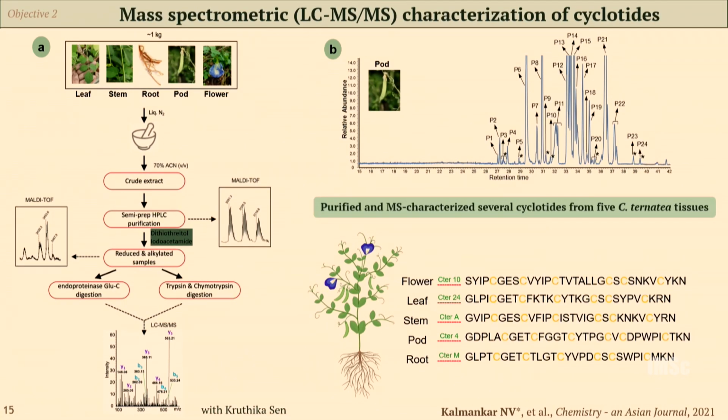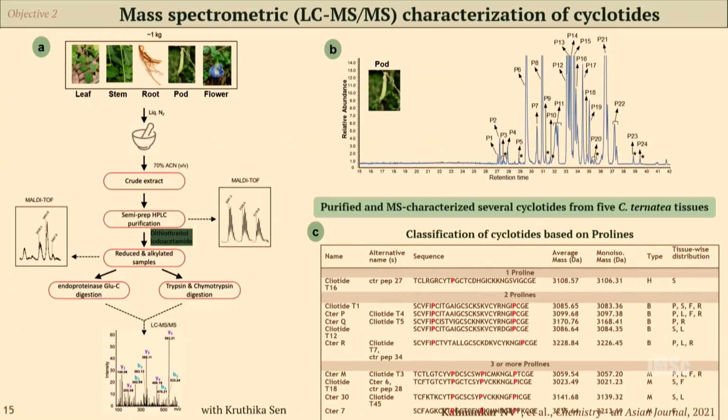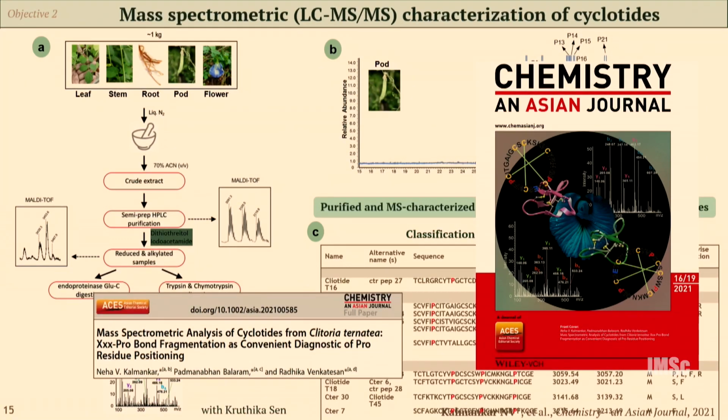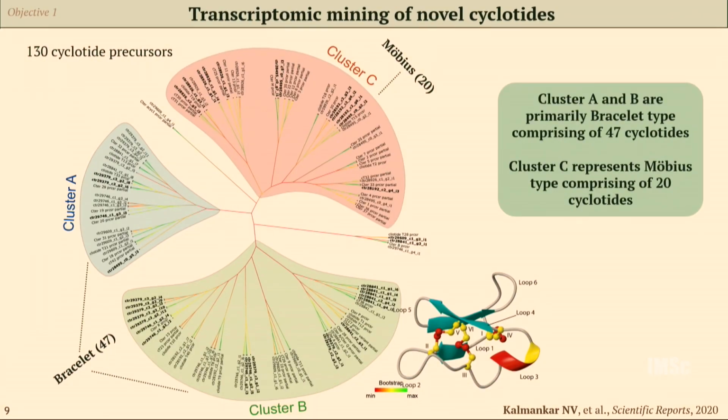And finally, we also wanted to see how sequentially different they are, and how many of them are the Mobius type and the bracelet type, right? And to address this, we performed a phylogeny, and this is to show this mass spec work has been published. And then we went back and looked at the sequences and projected it as a phylogeny.